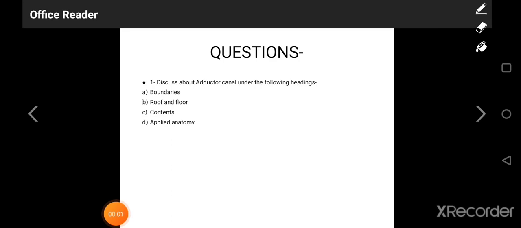Now the questions related to the adductor canal which can be asked in your exams, either internal or external. The first question is: discuss the adductor canal under the following headings. The headings are boundaries, roof, floor, contents, and clinical anatomy. We have to discuss under these headings and also draw the appropriate diagrams related to this topic.